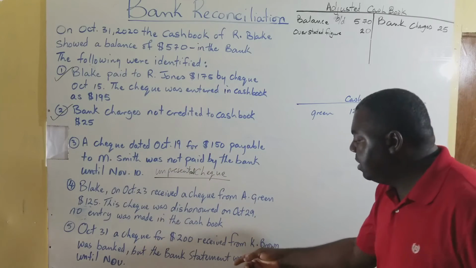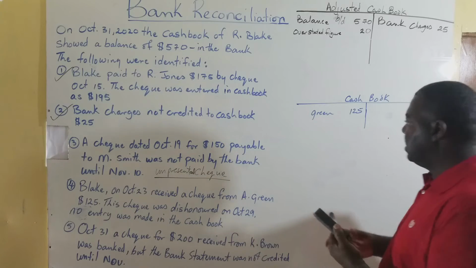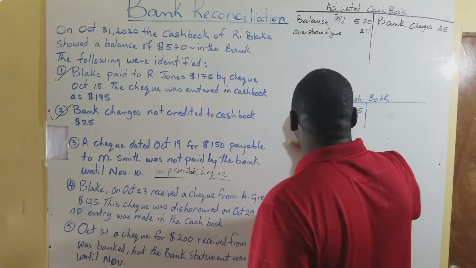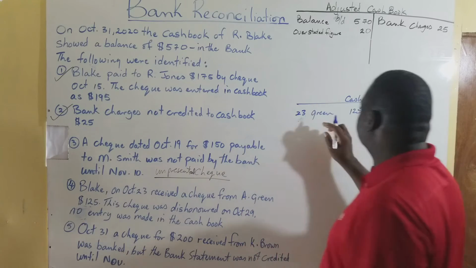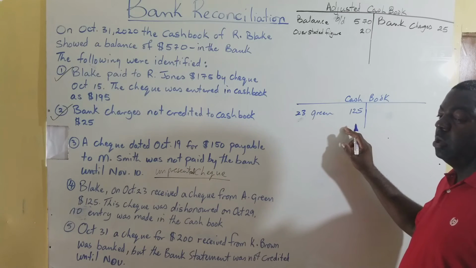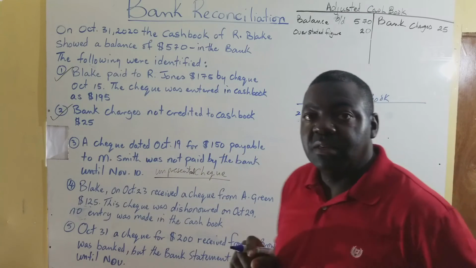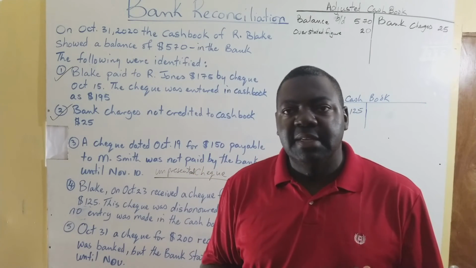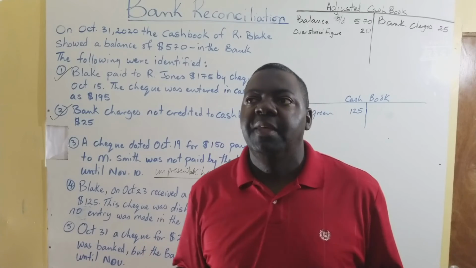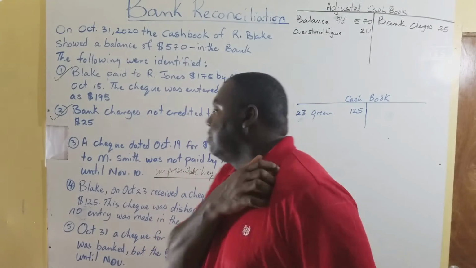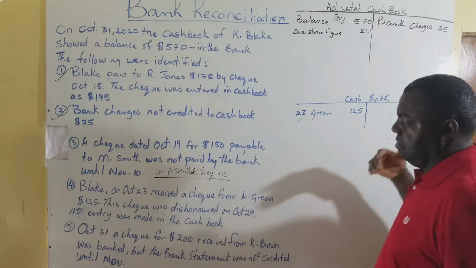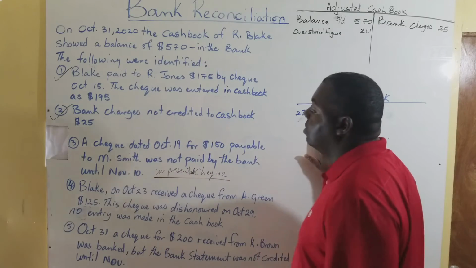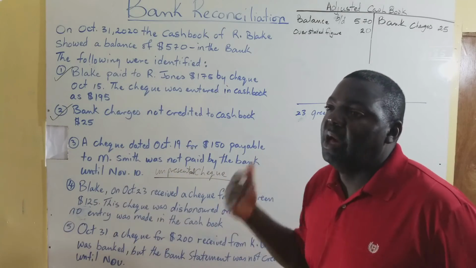However, on the 29th, so this took place on the 23rd. But for some reason, as we had spoken about last time, this dishonored check will take place. Yes, it will take place as a result of maybe lack of funds in the account. So this check that Green would have sent to Blake, and we would have received it and debited the cash book. Yes, it was now dishonored.